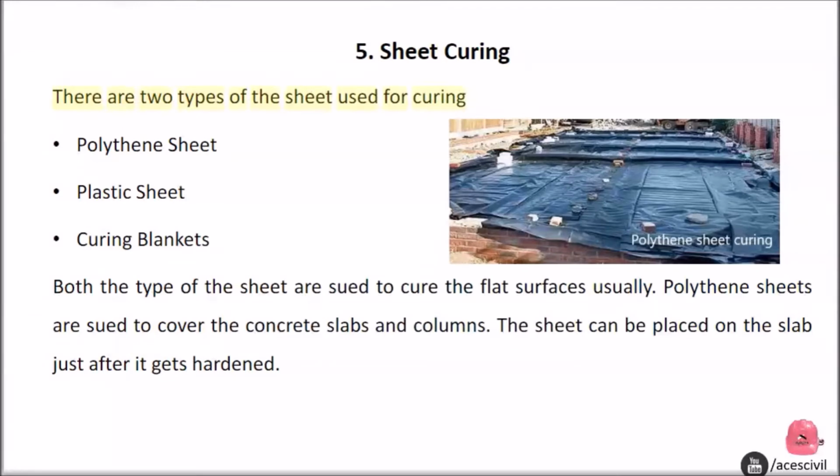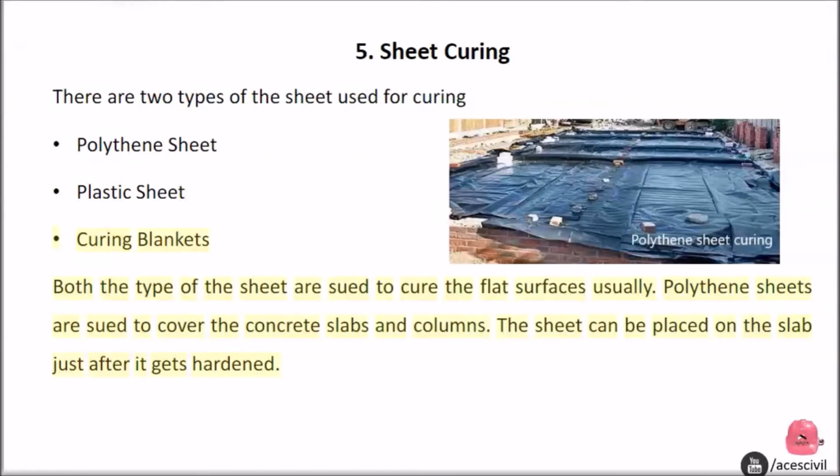There are two types of sheet used for curing: polythene sheet, plastic sheet, and curing blankets. Both types of sheet are usually suited to curing flat surfaces.